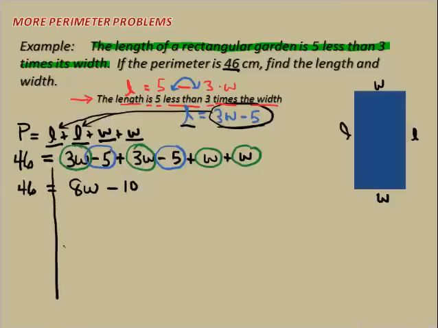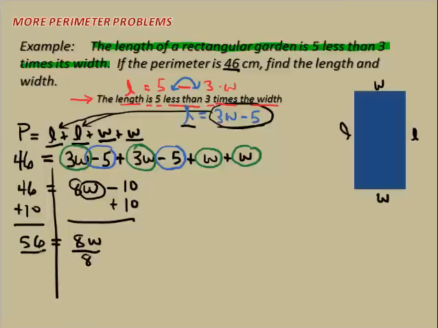Now I'm going to draw my line, circle my W. I'm going to have to make my 0 pairs next. So I add 10 to each side. And I get 56 equals 8W. And the last thing is I'm going to have to divide to make it 1W. Makes 1W, and that's going to equal 56 divided by 8 is 7. So W equals 7. So that's my width right there.